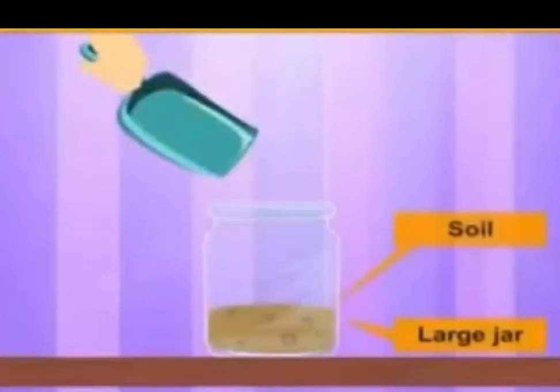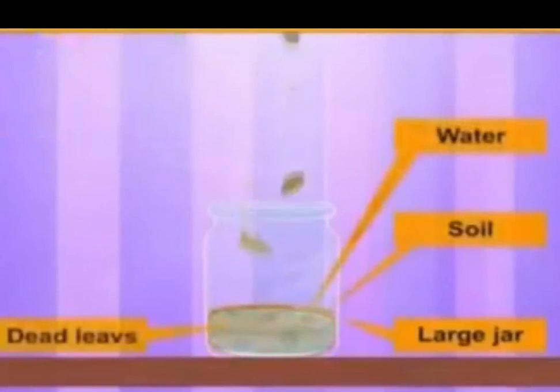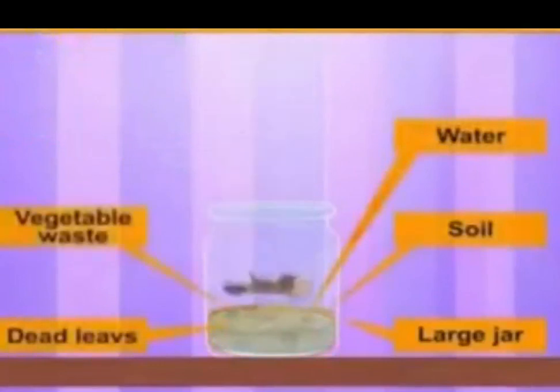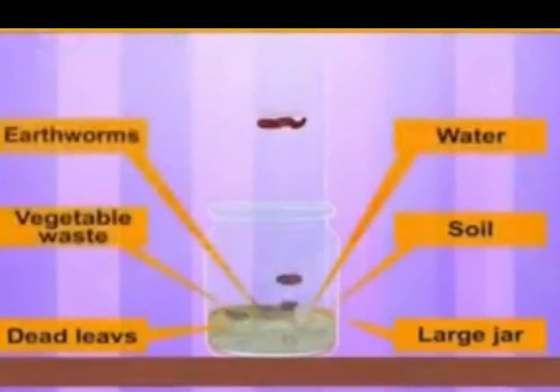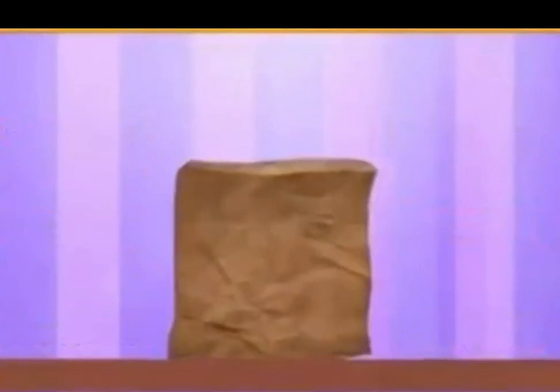Let us do an activity where we make a wormery. Let's take a large jar that has a wide opening. Add some soil and water. Now put some dead leaves, vegetable waste and earthworms in the jar. Place a paper bag over the top of the jar. This will keep out light but let the oxygen in. Keep the wormery in a damp area and keep an eye on the earthworms.